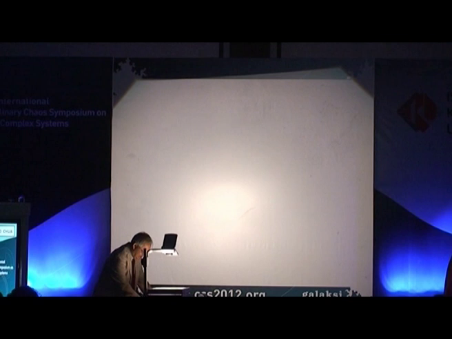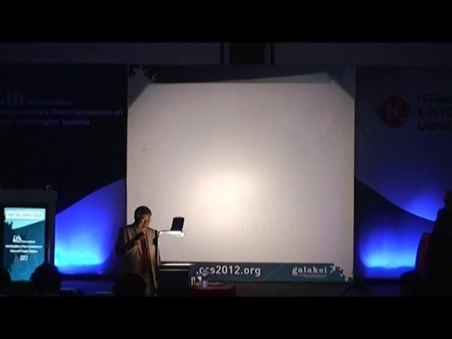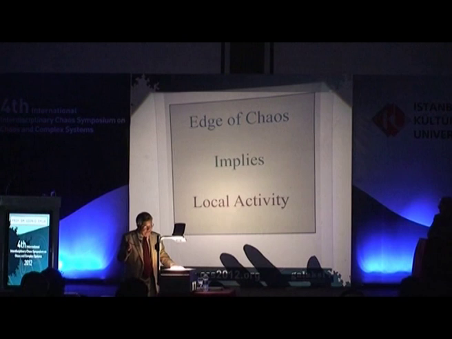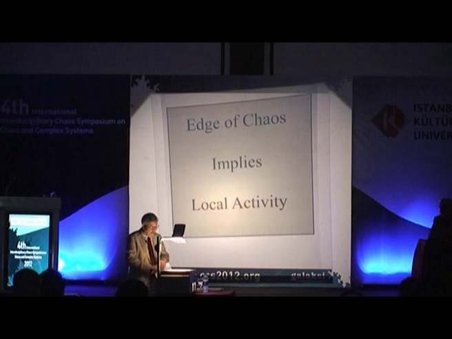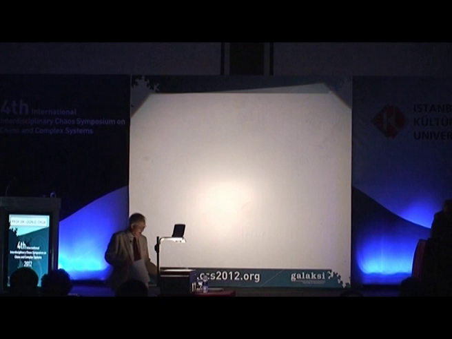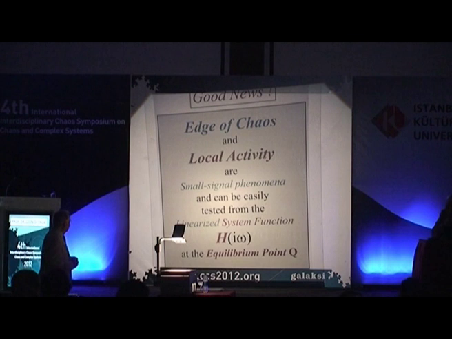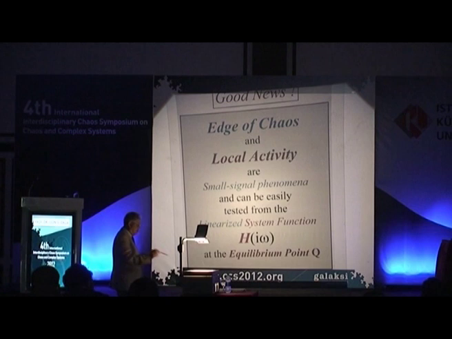Okay, so let me now move on to tell you that after going through all this mathematics, which I again emphasize because I don't want to mislead you, is not trivial, after you did all that homework, you can prove that edge of chaos implies local activity. In other words, even though edge of chaos is a very small region, if you can prove that your cell is sitting on an edge of chaos, you have proved you have local activity. And to summarize one more time, edge of chaos and local activity are small signal phenomena and can be easily tested from the linearized system function about the equilibrium point.